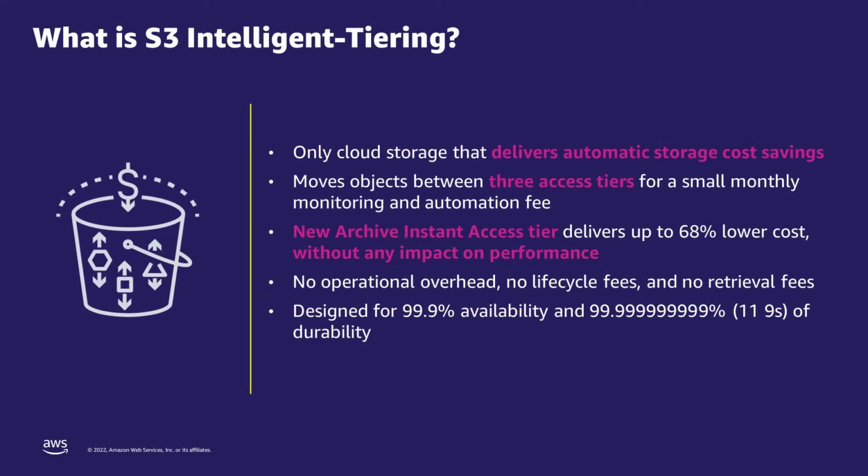S3 Intelligent Tiering is the only cloud storage that delivers automatic storage cost savings when your data access patterns change. With the new Archive Instant Access tier, Intelligent Tiering now automatically moves objects between three access tiers without any impact on performance and without any operational overhead. The new Archive Instant Access tier delivers 68% lower storage costs for data that becomes rarely accessed compared to the infrequent access tier. And again, there's no operational overhead, no lifecycle fees for moving data between access tiers, and no retrieval fees when using Intelligent Tiering. All of this while providing the highest durability and the highest availability.